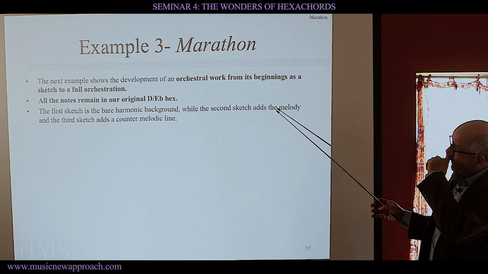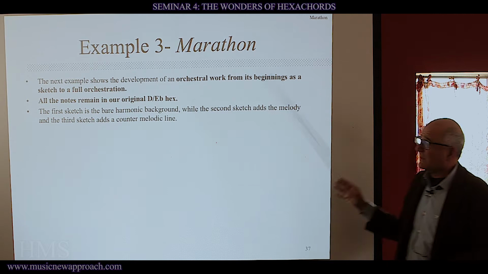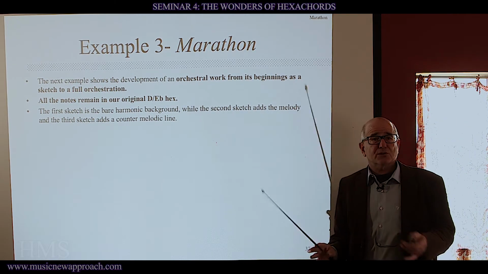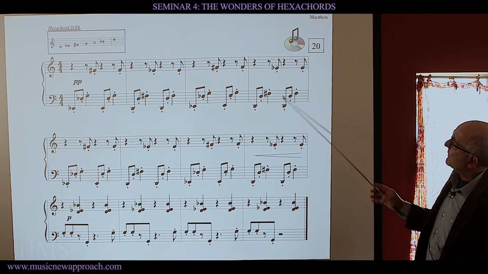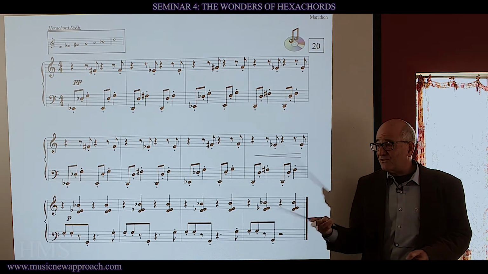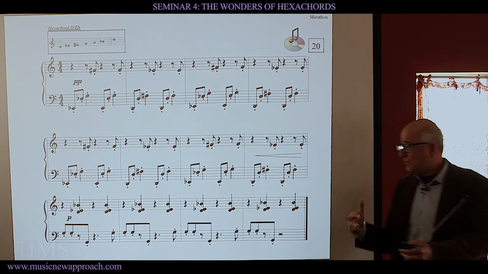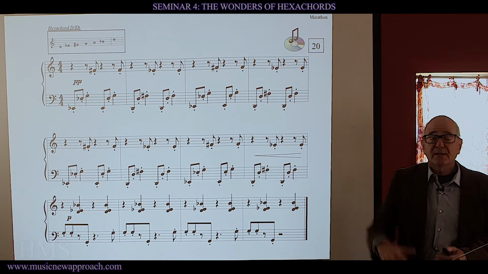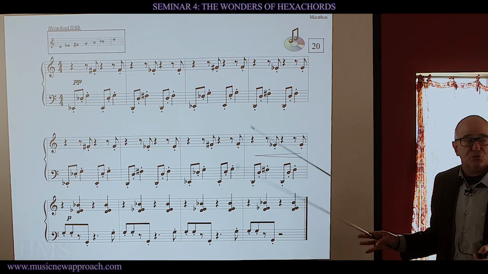Now the next example is building an orchestral work from a sketch. Now it's still in our original hexachord. We have not changed it at all. So the first part, this would be texture 2 if you really want to. Remember our textures we talked about? Texture 1 is melody, texture 2 is harmony and bass line, texture 3 is counter melody. So this is texture 2.